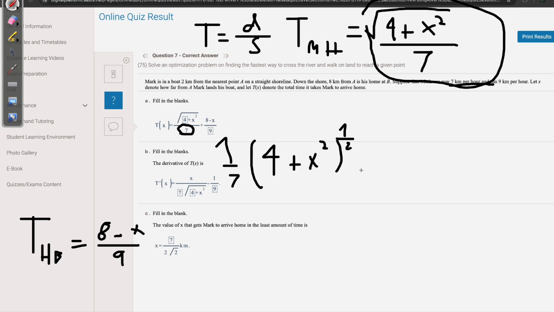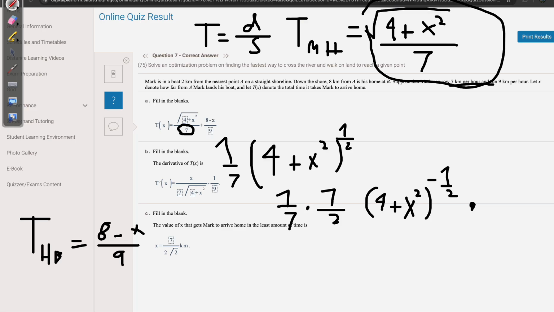Okay, so we're gonna do the chain rule. So 1 over 2 times 1 over 7, all of that times 4 plus x squared to the negative half, all of that times 2x, because we're doing the chain rule.